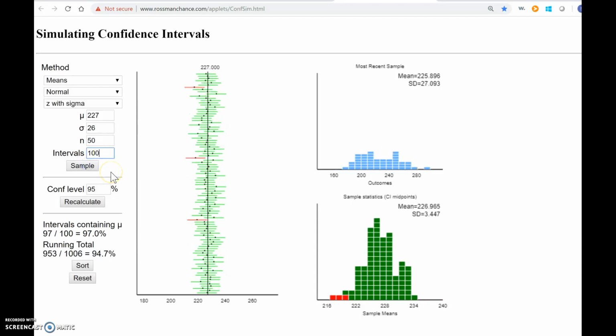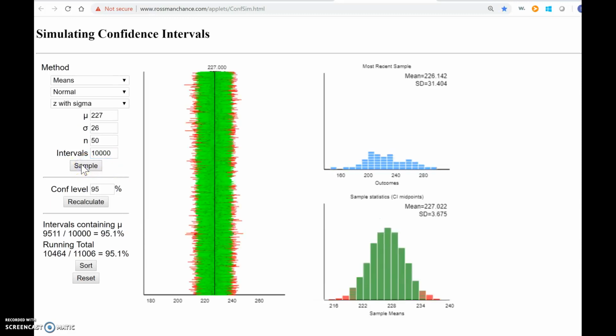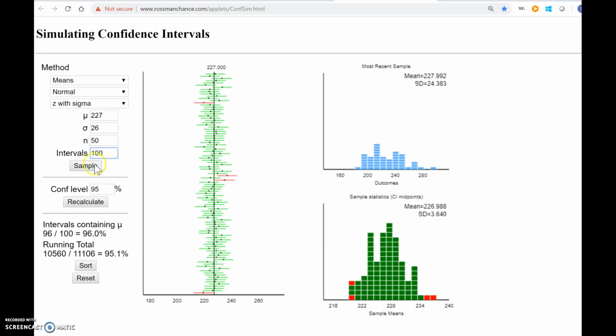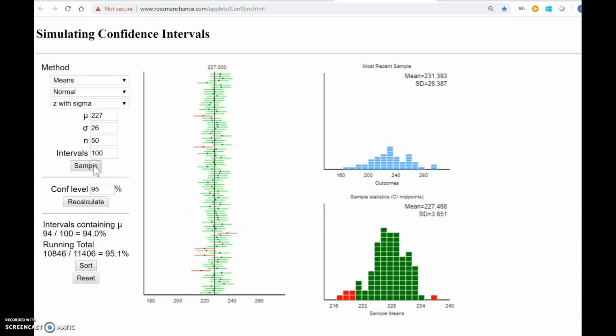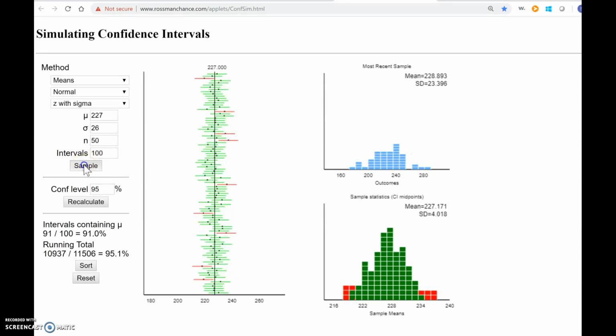This one you can actually run like 10,000 at a time. It's going to take a bit of time. Just did 10,000 samples of size 50. That's pretty impressive. Looks like our capture rate's 95% as advertised. Everything is working fine. Okay, so everything should be good.